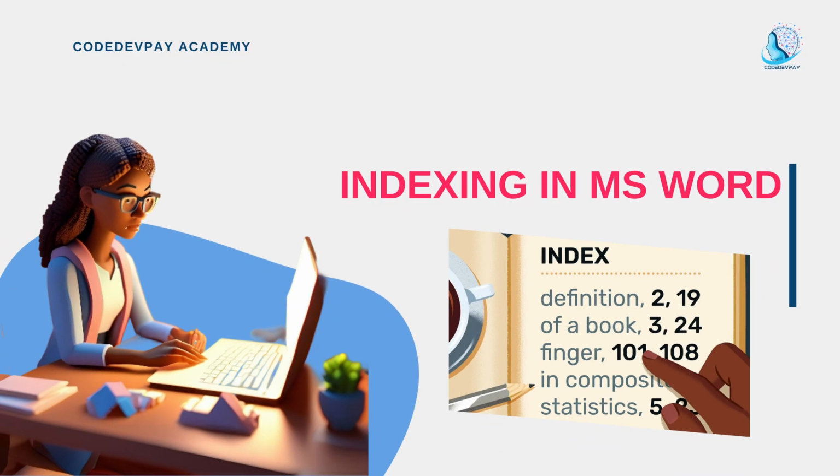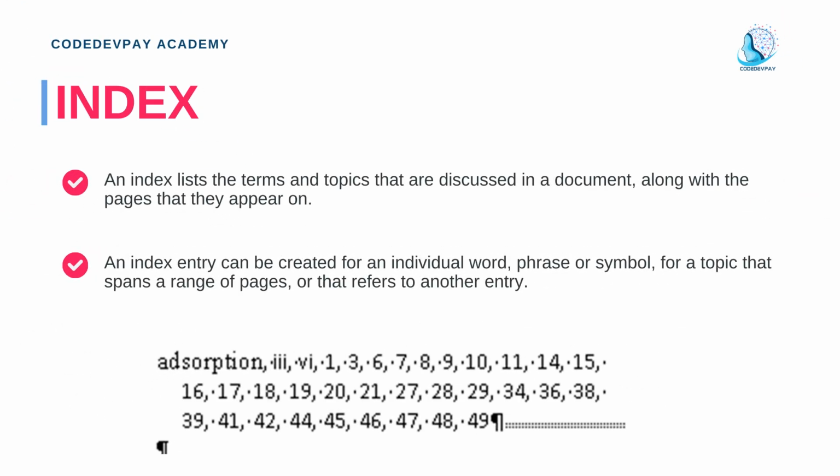Now, let's talk about indexing in Word. An index lists key terms and topics discussed in your document, along with the page numbers where they appear.